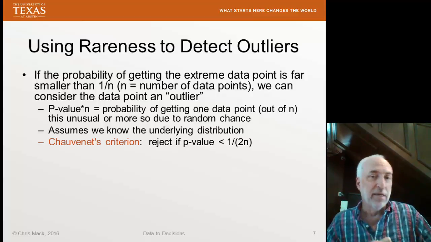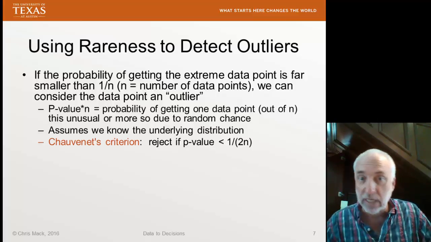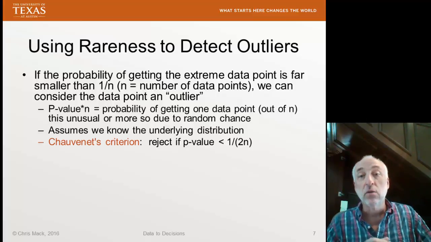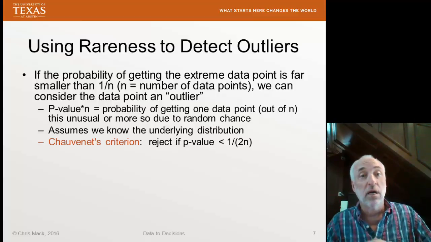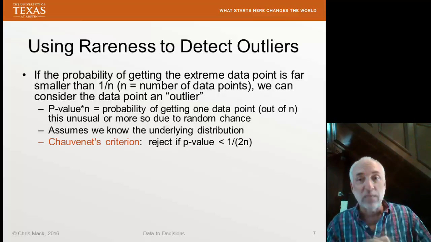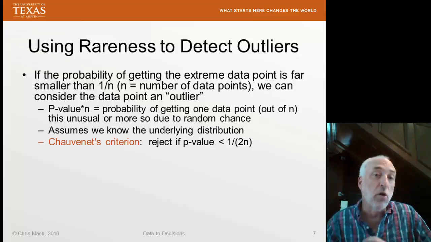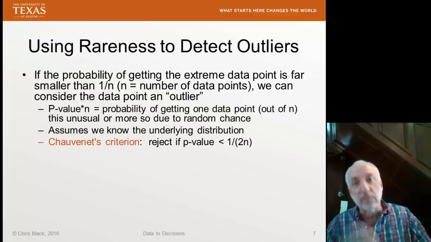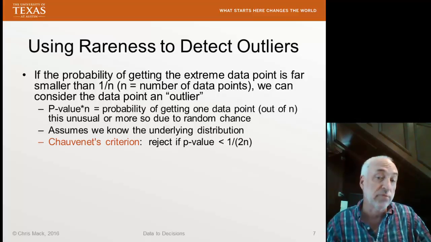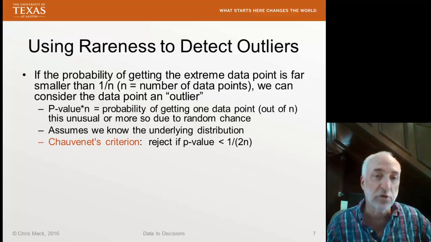One very simple way of identifying something as an outlier, that is, we reject the data point as being an outlier, is if the p-value is less than 1 over 2 times n. In other words, the p-value times n is less than a half. The probability of getting 1 data point out of n this unusual is less than a half. We call that Chauvenet's criterion. Of course, this 1/2 is just an arbitrary threshold. We could have picked a tenth or a third or something else if we care to. But this 1/2 value is commonly used and known as Chauvenet's criterion.